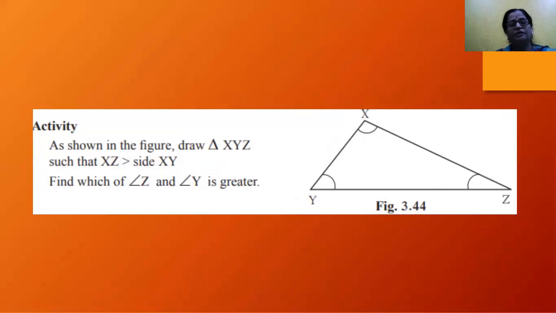In this, you have to do one activity. You construct a triangle XYZ with side XZ greater than side XY, and measure the angles Z and Y. What will you get? You see which angle is greater than the other angle. You have to note it.